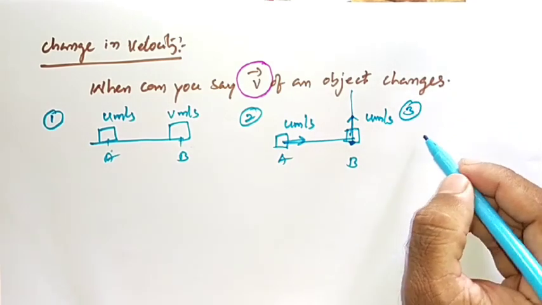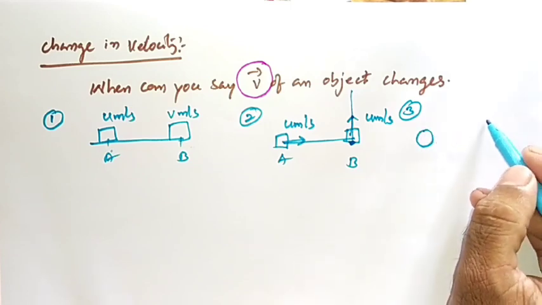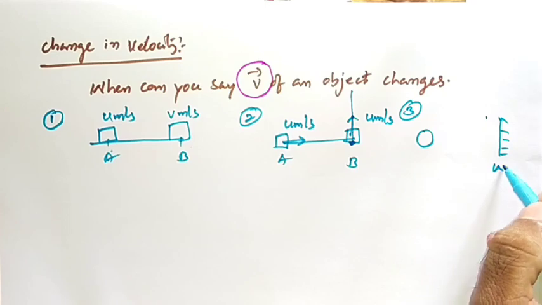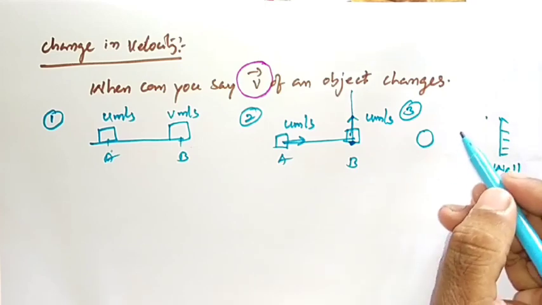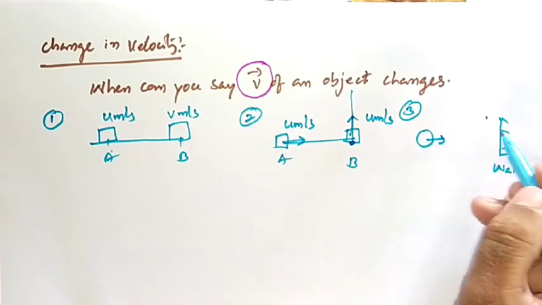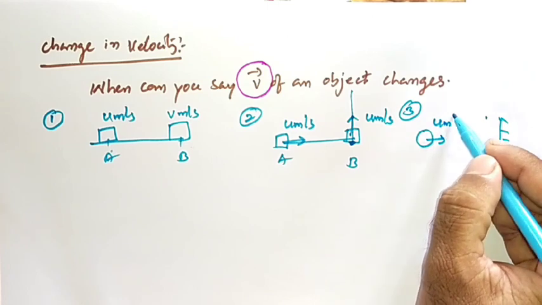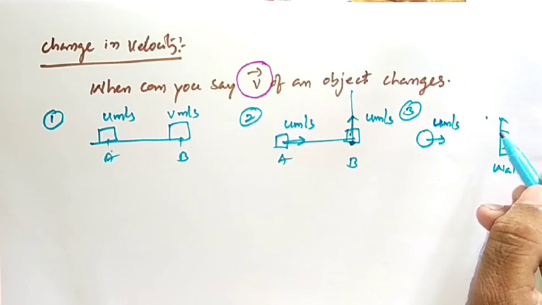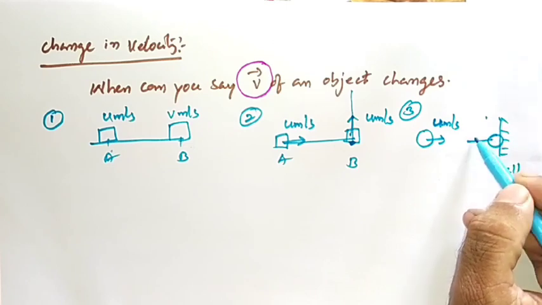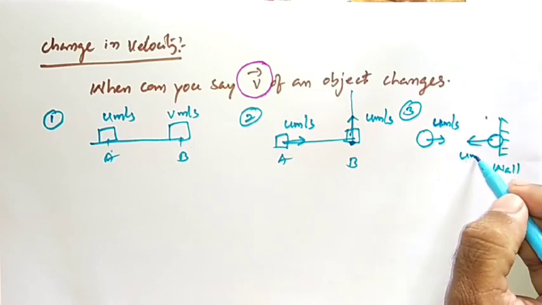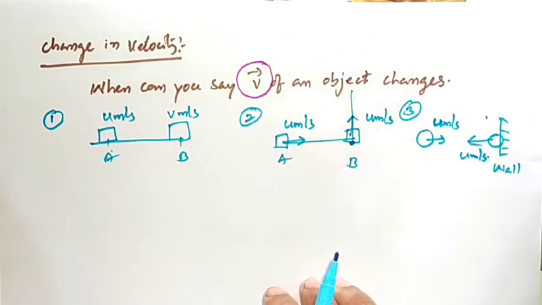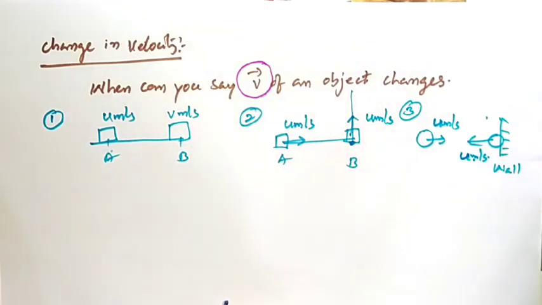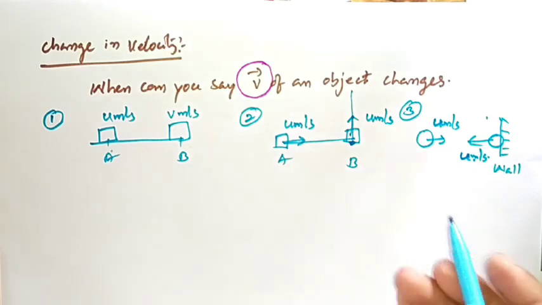Now third case. You take a rubber ball. This is the wall. I am hitting the rubber ball towards the wall with a speed u meter per second. After hitting the wall, it is coming back with the same speed of u meters per second. Understood, everyone? Okay, these are the cases.